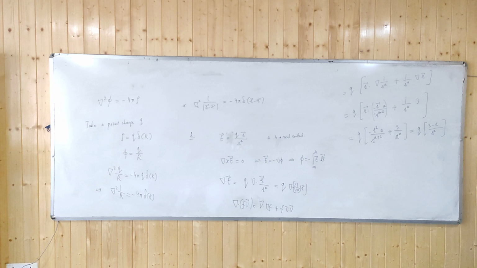Clear? Everybody followed it? So this is the divergence of E. We know the divergence of E is how much? It is 4 pi rho. Clear? So now let's compare the two.